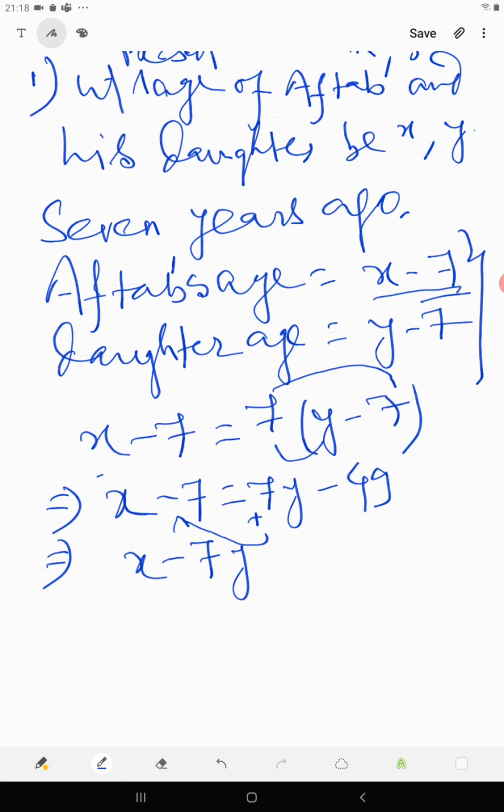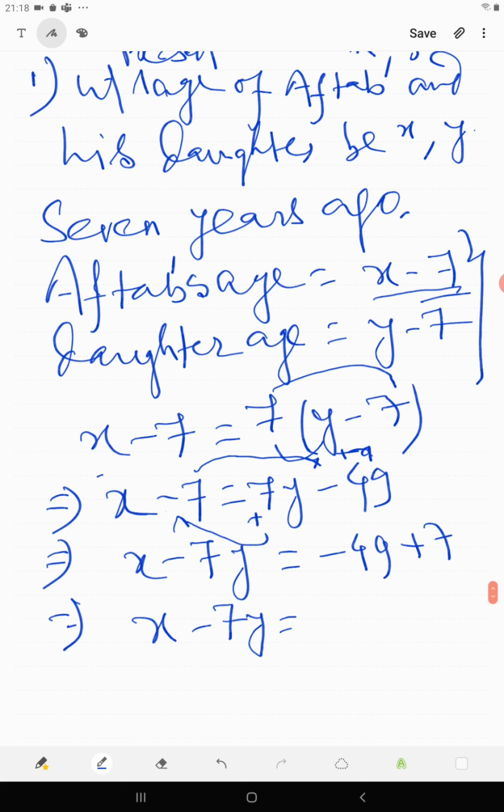So X minus 7Y. When we bring 7Y to the left hand side, it becomes minus 7Y. Now I want this minus 7 on the right hand side, so since it is minus, it will become plus 7 over here. So it will be equal to minus 49 as it is, and minus 7 became plus 7. So finally I got X minus 7Y equals minus 49 plus 7, which is minus 42. So this is our first equation from whatever we did till now. Whatever we read, this is our inference.